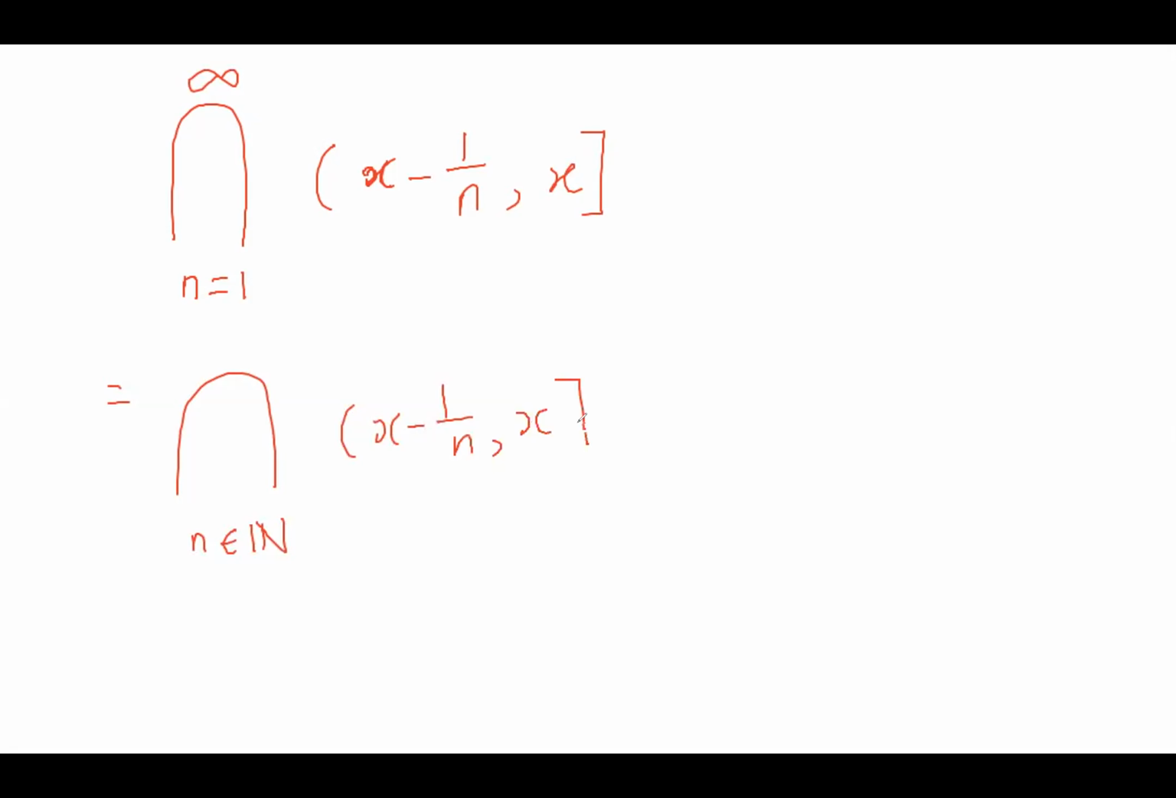Basically this is just saying that n is an element in the set of natural numbers. This one is basically just indexing it from 1 to infinity. Both of these ways are the same. Sometimes in certain books they will write like this, sometimes like that, but they mean the same thing. If you sketch it out, x is some real number.